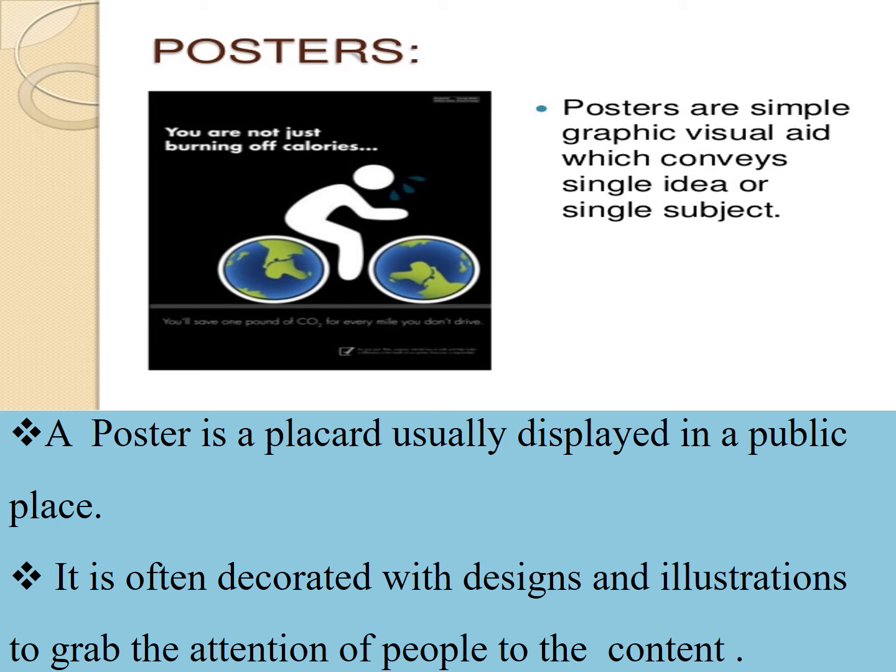The next one is posters. You can see in this poster a man is riding a bicycle. You can see the caption which is given there: you are not just burning calories, but also protecting the earth, or you are reducing global warming. So what is a poster? A poster is a placard which is usually displayed in a public place.